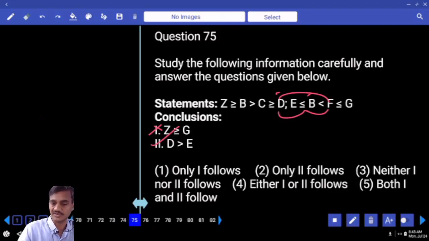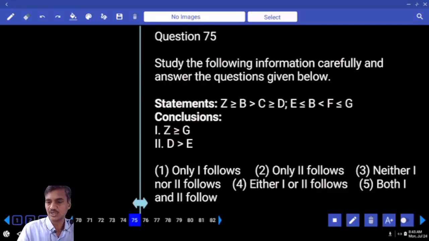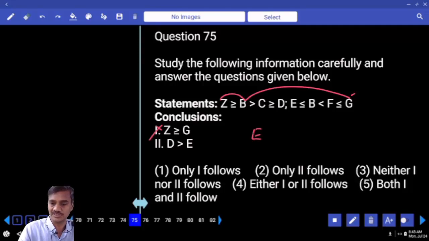Then 75. Now in this 75, the relation between Z and G. Z is here, G is here, which element is common here? B is common. Z to B greater than, B to G less than. These are two opposite symbols, hence the first one does not follow. Second, the relation between D and E. Now E is here, D is here. E lesser than or equal to B, isn't it? And B greater than D. E lesser than or equal to B, B greater than D. Between these two opposite symbols, no relation. Hence what is your answer?